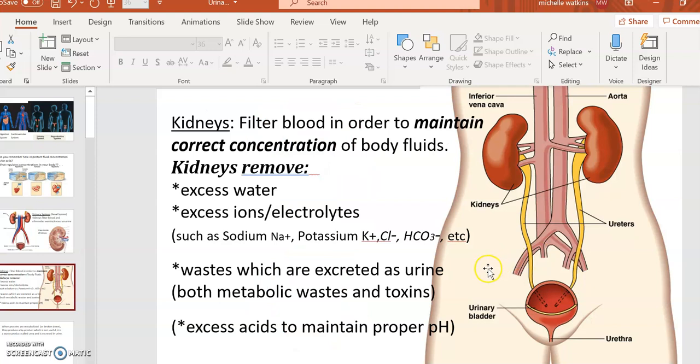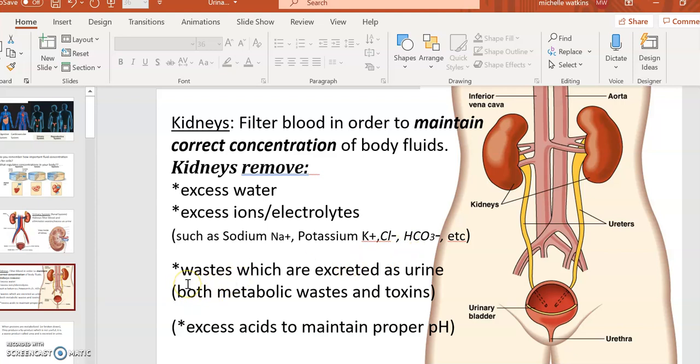Okay, to be more specific about what the kidneys remove. The summary is that they filter blood in order to maintain correct concentration. They're keeping the correct concentration of your body by removing excess. So the first two things are they remove excess water and they remove excess ions, also called electrolytes. Whatever is in excess, they remove so that the concentration can stay just right. Ions or electrolytes are things like Na+, K+, Cl-, chlorine ions, potassium ions, bicarbonate ions, also calcium ions, and so on.